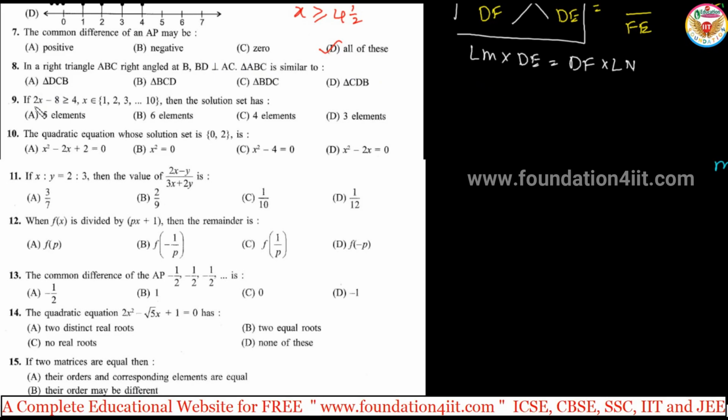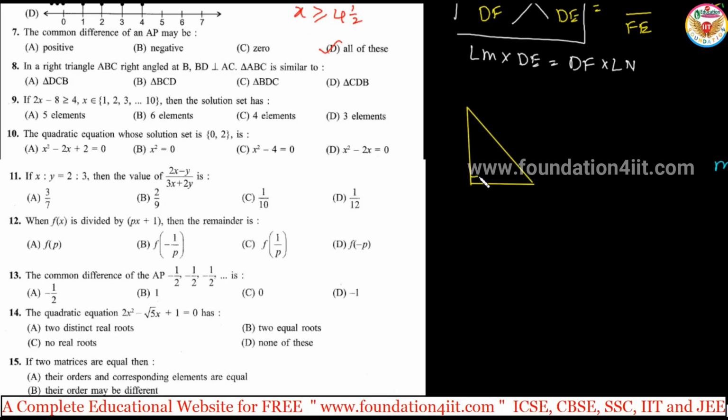And this eighth one: in a right angle triangle ABC, right angle at B, BD is perpendicular to AC, then triangle ABC is similar to. For this type, draw the diagram and understand clearly. ABC is a right angle triangle, right angle is at B, and BD is perpendicular to AC.